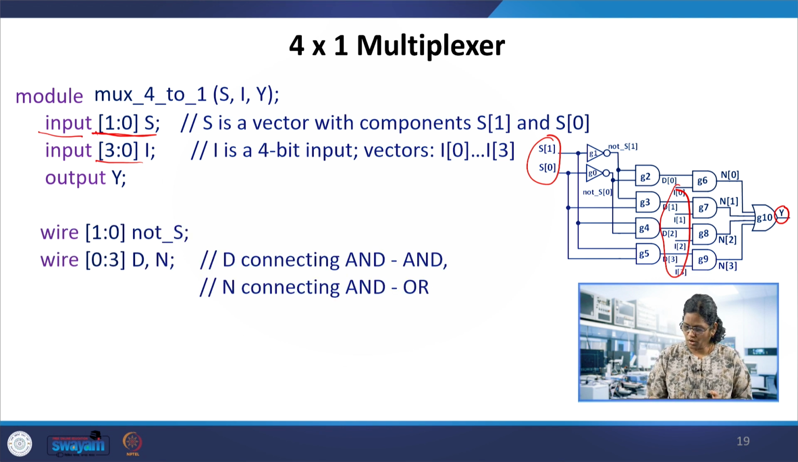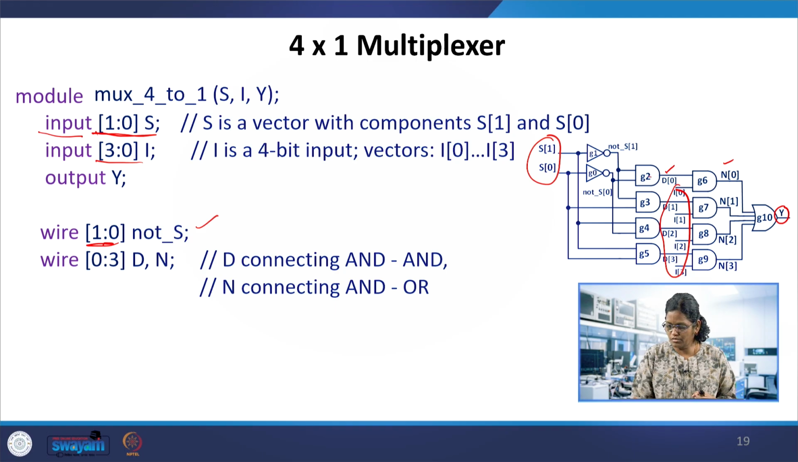And now, what wires need to be declared? The wires are connecting G0 and G1, and connecting G2, G3, G4, G5. So this connection, not S, is again combined as 2 bits, these 2 outputs of the NOT gates as wires 0, 1, 2 bits. And the other, here there is one signal D and there is another signal N.